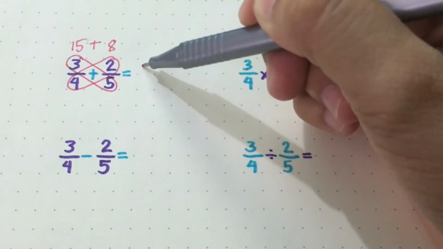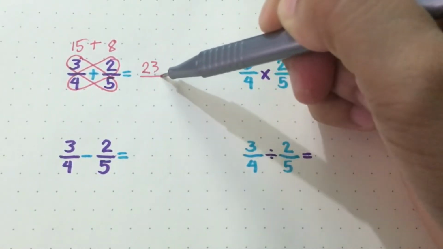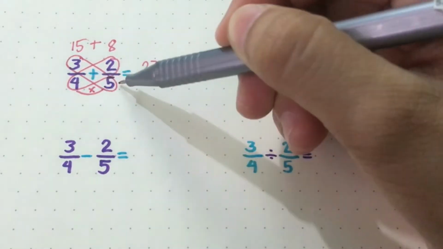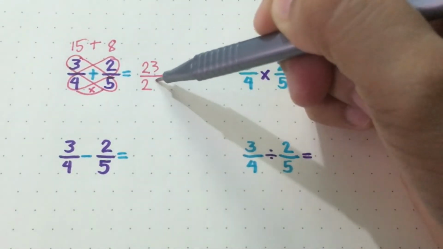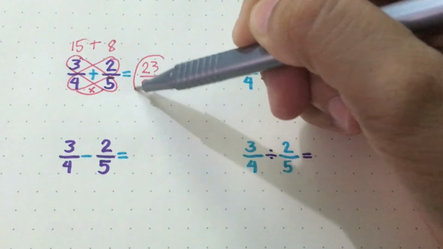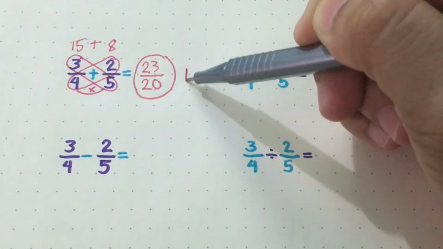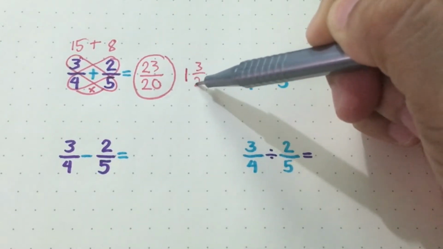So 15 plus 8 is 23. Over, for the denominator, you just have to multiply these two denominators, 4 and 5. So 4 times 5 is 20. That's it. So this is already your answer. You may actually write this in mixed form, and it will be 1 and 3 over 20.